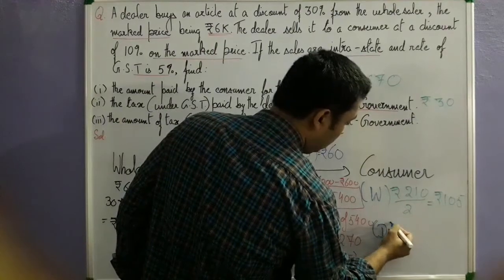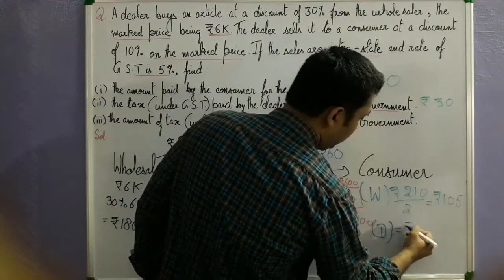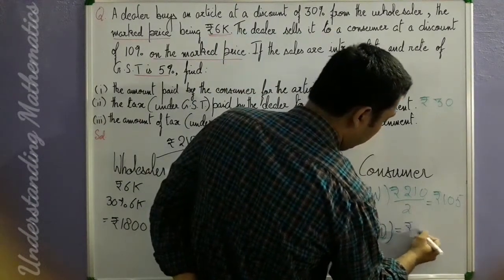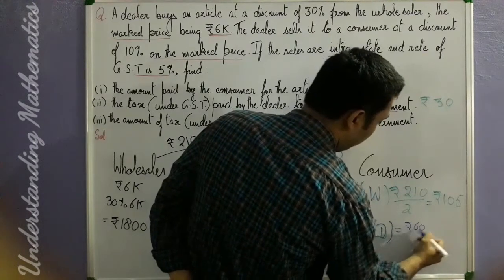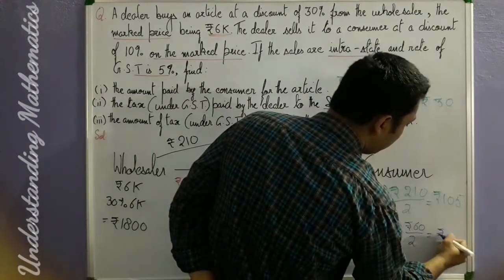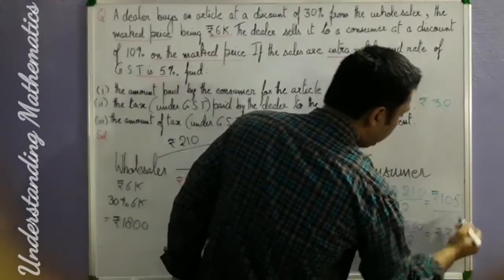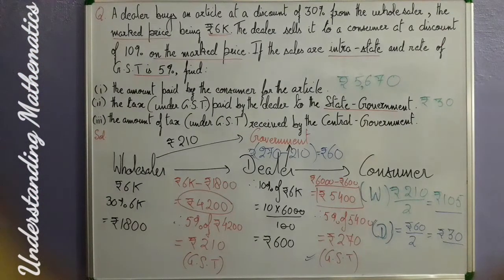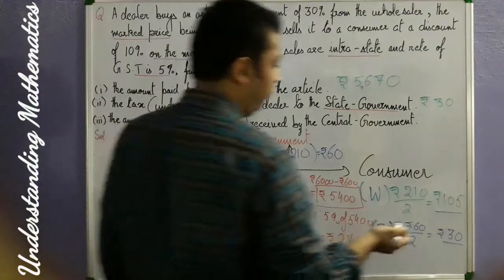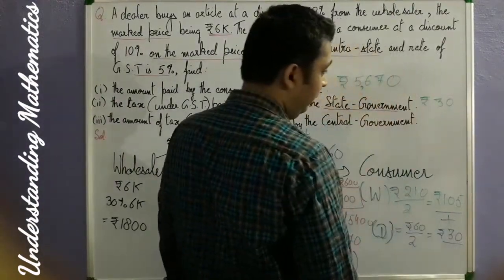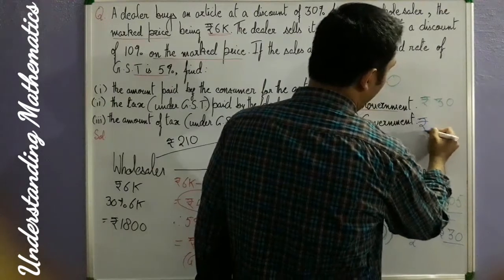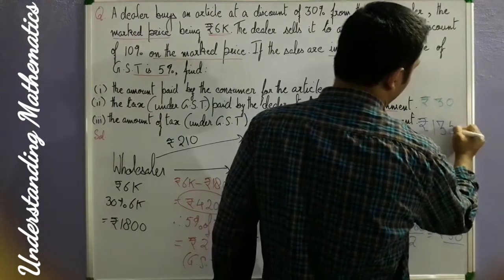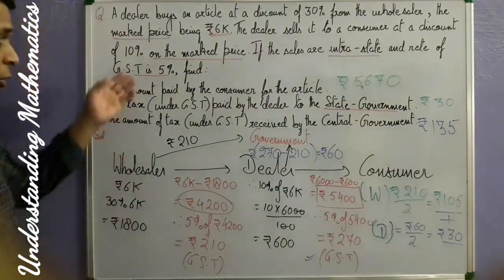D stands for dealer, W stands for wholesaler. So 60 is the total amount which is collected from the dealer, so the central government will get rupees 60 by 2, which is equal to rupees 30. Clear? So these are the two amounts received by the central government. For our answer, we will add both of them, and when we add them, we get rupees 135. Clear? So these are the answers to the questions.